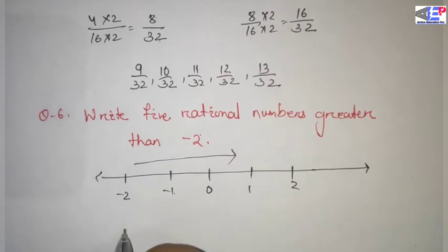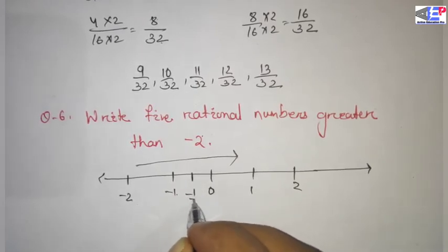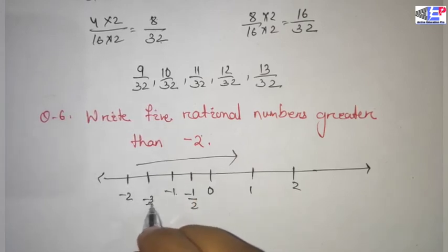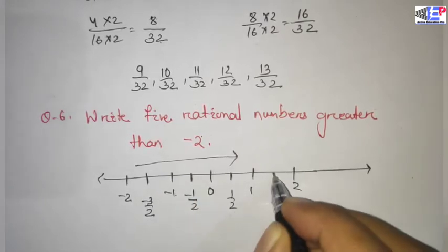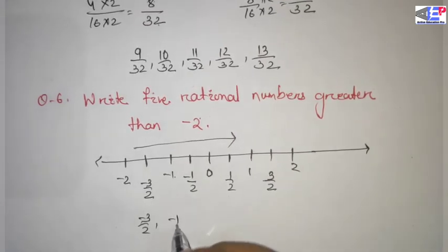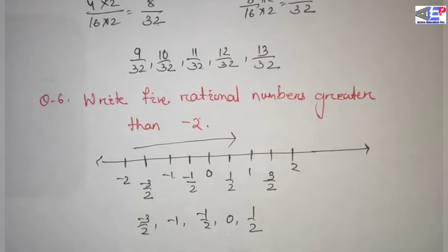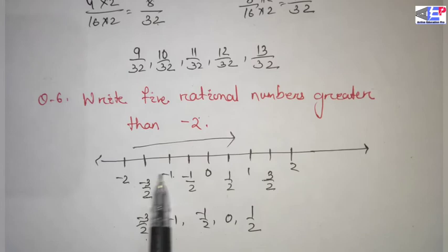Otherwise you can write here minus 1 by 2, minus 3 by 2, 1 by 2, 3 by 2. So you write minus 3 by 2, minus 1, minus 1 by 2, 0, 1 by 2. All these 5 numbers are greater than minus 2. If you move from left to right from the point minus 2, then you will get 5 rational numbers: minus 3 by 2, minus 1, minus 1 by 2, 0 and 1 by 2. Minus 3 by 2 is the midpoint of minus 1 and minus 2.